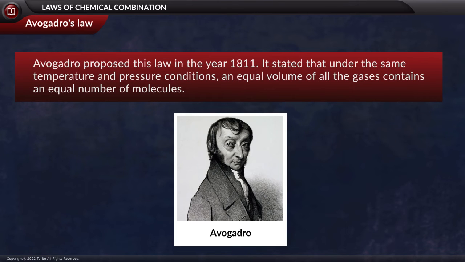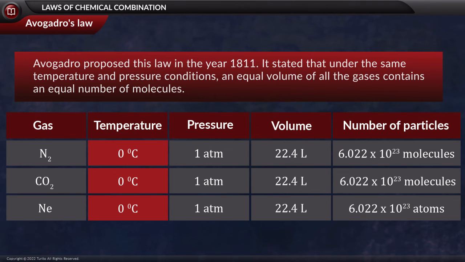Next is Avogadro's law. Avogadro proposed this law in the year 1811. It stated that under the same temperature and pressure conditions, an equal volume of all the gases contains an equal number of molecules. For example, at 0 degrees Celsius and 1 atmospheric pressure, if we take nitrogen gas, CO2, and neon gas, then if all these gases occupy 22.4 liters of space, they will all contain 6.022 into 10 to the power 23 particles in them.